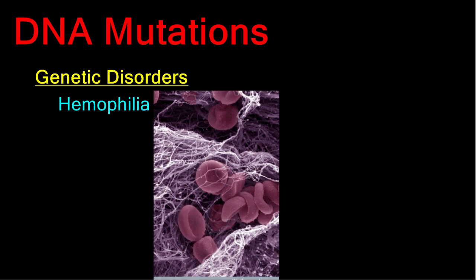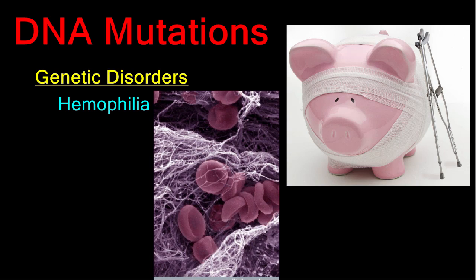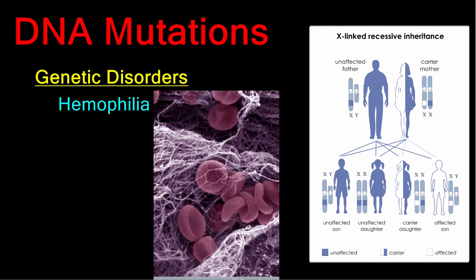Hemophilia is a blood disorder in which the blood fails to clot after an injury. Just a small wound could allow a person with hemophilia to bleed to death. The mutation that causes hemophilia is found on the X chromosome. It is also, luckily, a recessive disorder. So hemophilia is an example of a sex-linked recessive disorder.